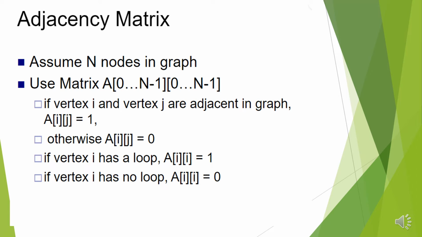If vertex i has a loop, A[i][i] equals 1. If vertex i has no loop, then A[i][i] equals 0.